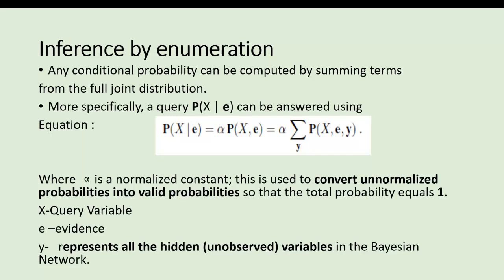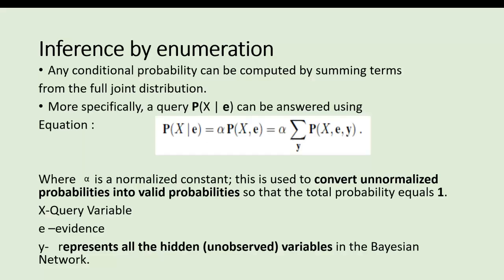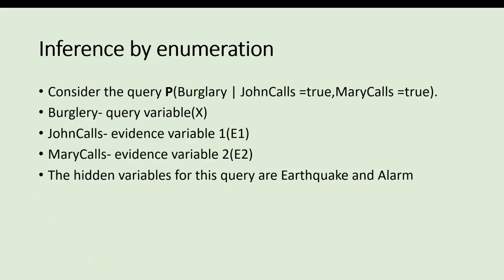Again this will be expanded as summation over y, the hidden variable. So X is the query, E is the evidence and Y is the hidden variable. In this example, burglary is the query you have to find, and John calls and Mary calls are the evidence. The hidden variables will be alarm and earthquake. For both of these hidden variables we will be calculating true and false. This is what will be done in this enumeration. So the hidden variables for this query are earthquake and alarm.